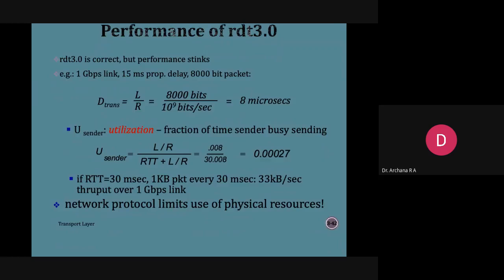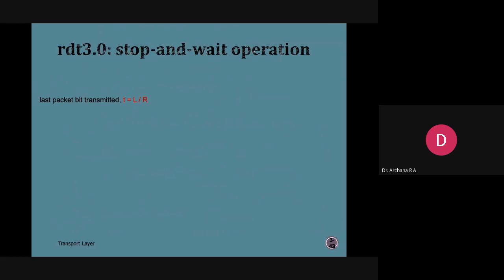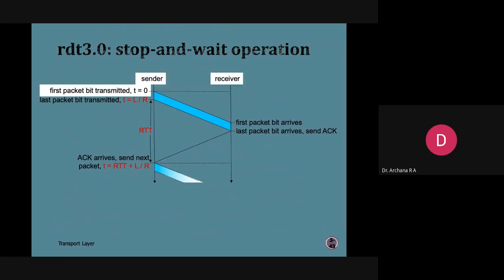So how can we increase this? This is a description of the stop and wait operation. See here, the sender and the receiver are there. The first packet bit is transmitted at time t equal to 0, and the last bit is transmitted at time T equal to L by R. L by R is nothing but the transmission time, the time required for the packet to be sent from source to destination. The first packet bit arrives, then the last packet bit arrives.